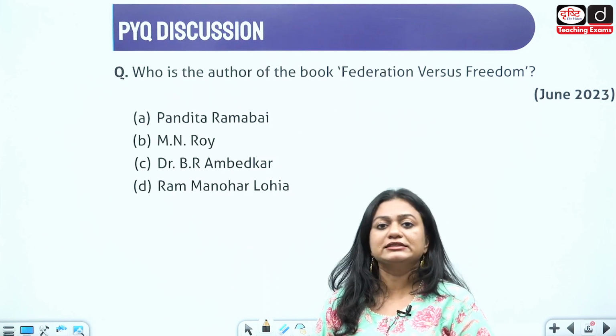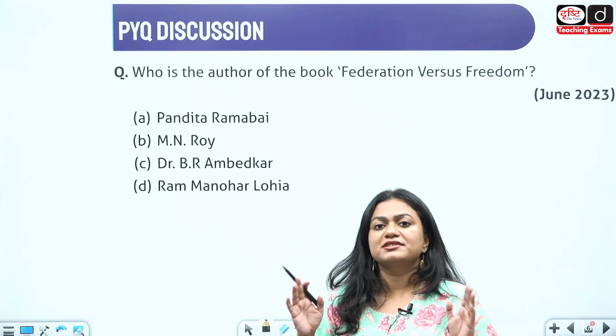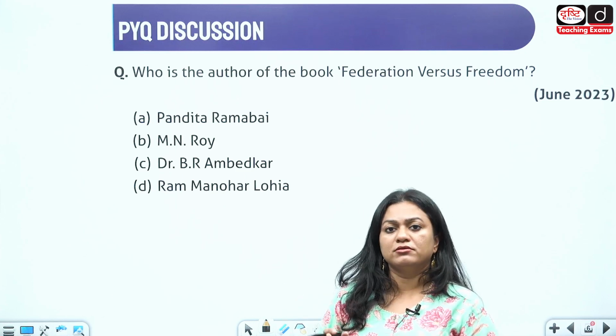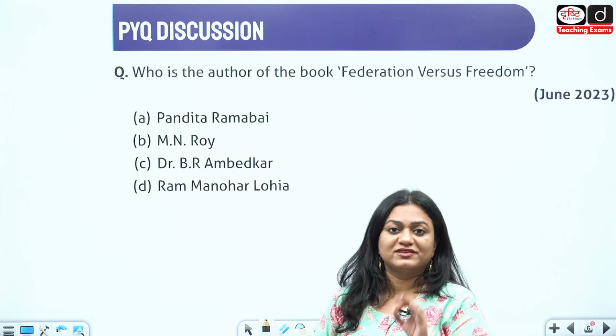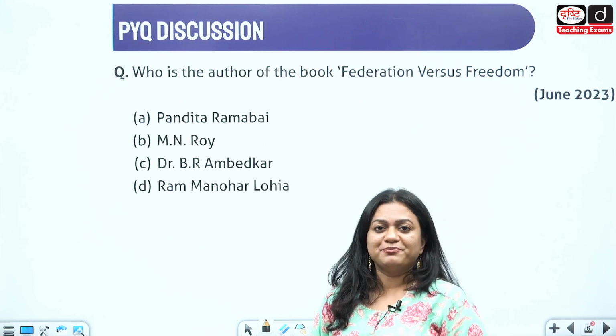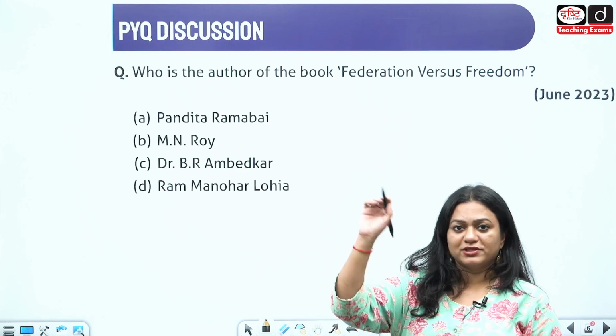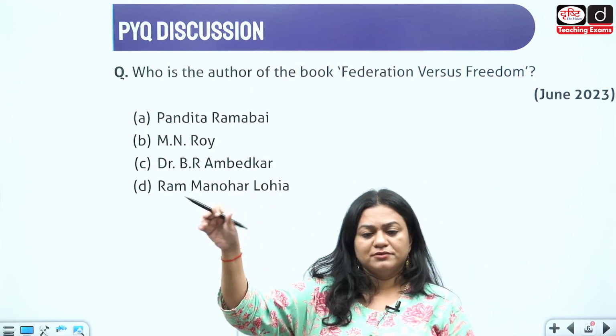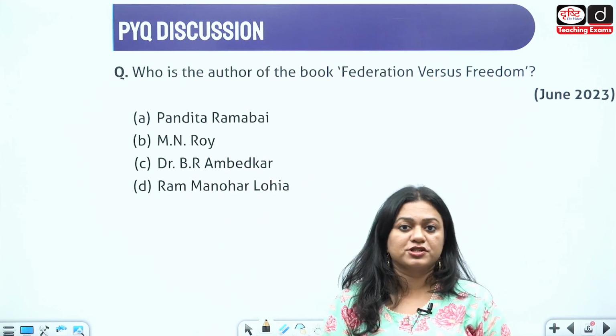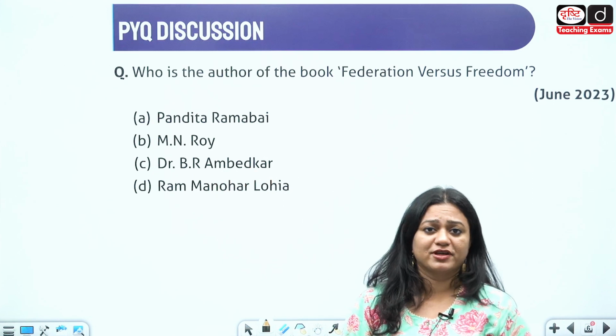I have always encouraged my students to keep a separate copy or notebook only for the thinkers and their books. This is the best way: put down the name of one thinker and the list of the books in chronological order, and this is definitely going to be very helpful.